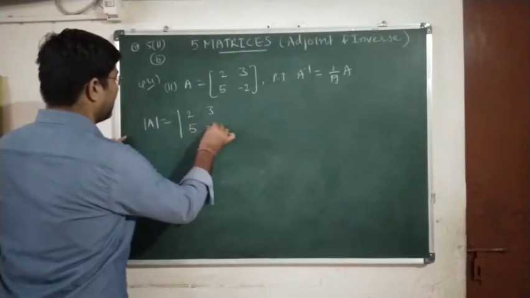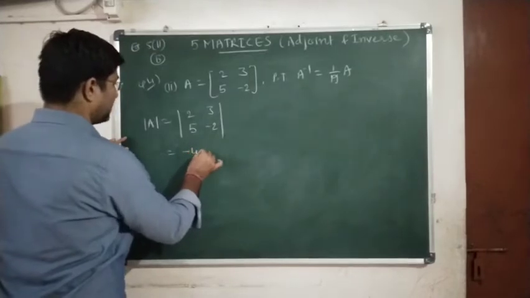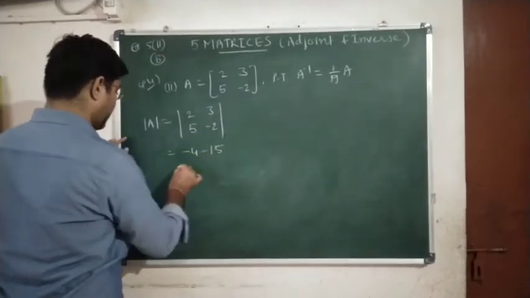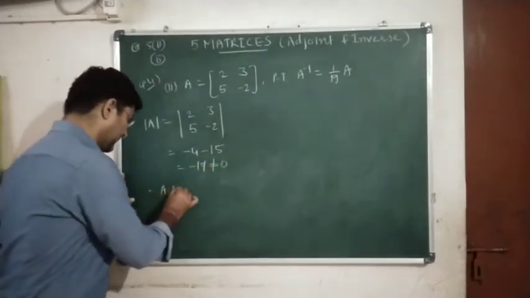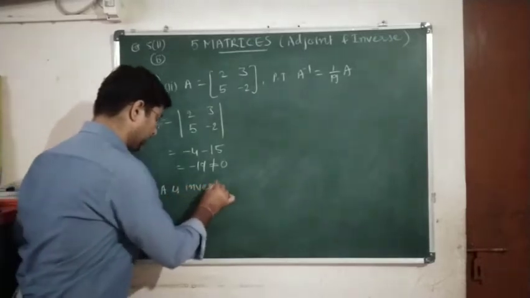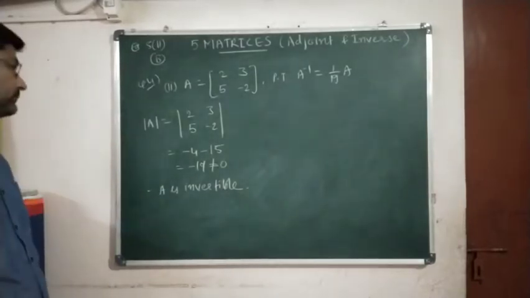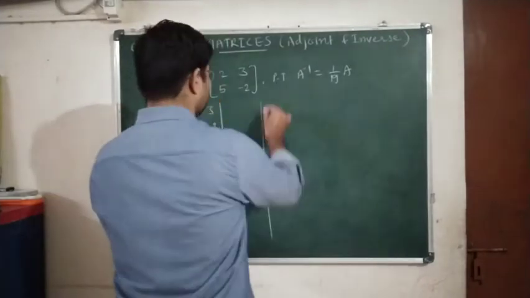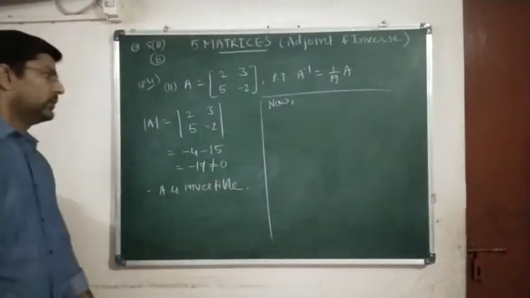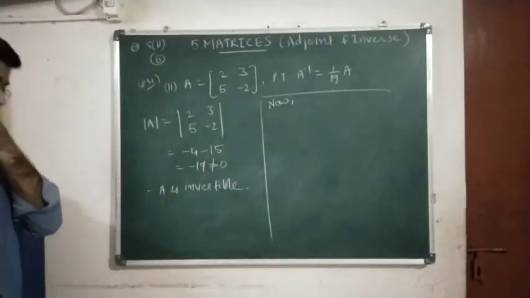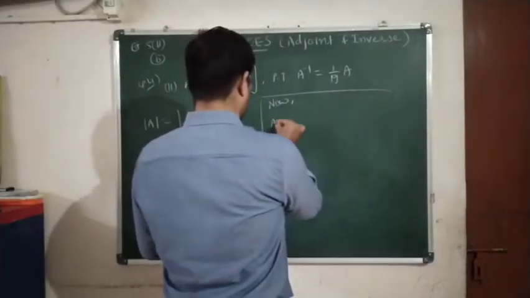2, 3, 5, minus 2. 2 into minus 2 is minus 4, 5 3s are 15, so determinant is minus 19, which is not equal to 0. Therefore, A is an invertible matrix. Clear? Now we will find out adjoint of A.